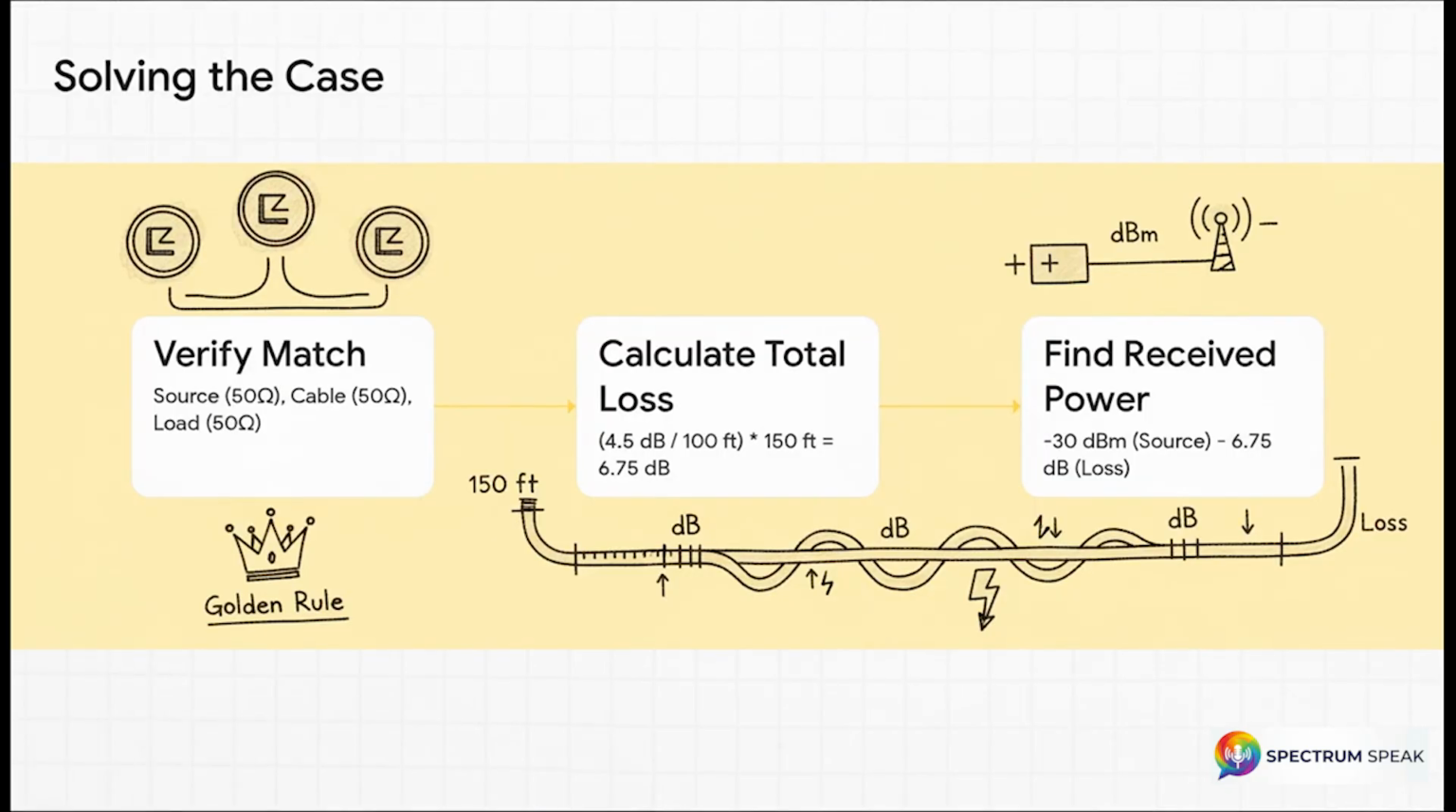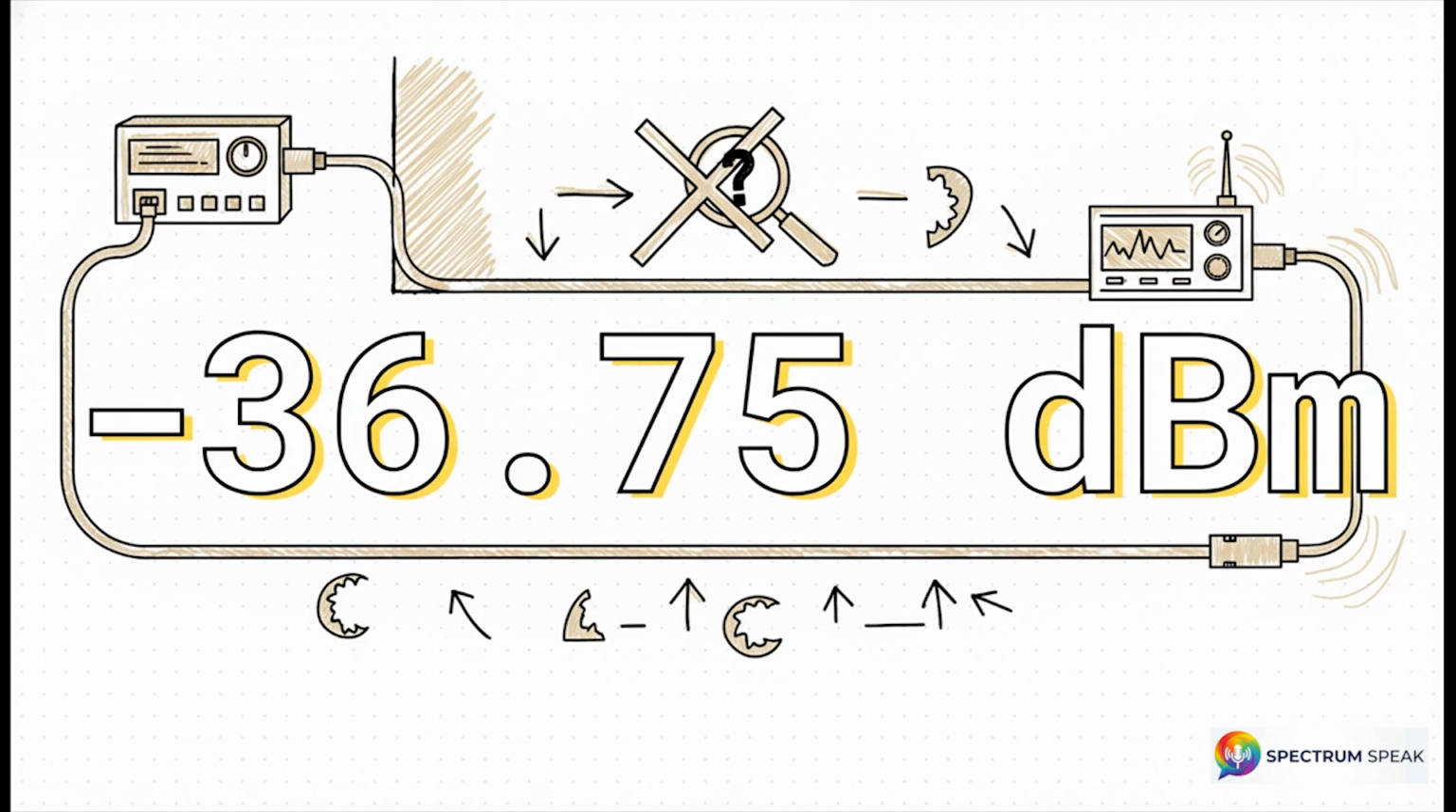Okay, step 1, and this is the most important part. We verify the match. Source is 50 ohms, cable is 50 ohms, analyzer is 50 ohms. We are perfectly matched, so the golden rule is satisfied. Next, we calculate the total loss for our 150-foot cable, which comes out to 6.75 dB. Finally, because we're working in the wonderful world of decibels, we simply subtract the loss from the source power. And there it is. The final reading on our spectrum analyzer will be exactly negative 36.75 dBm.